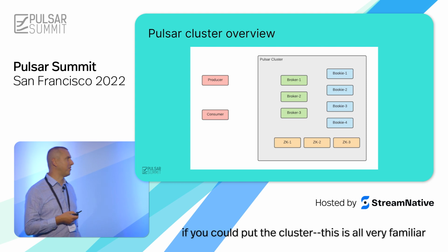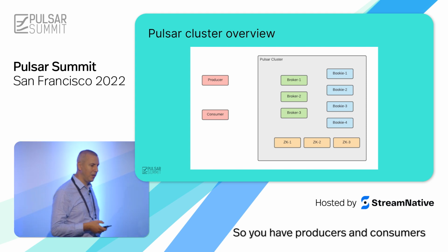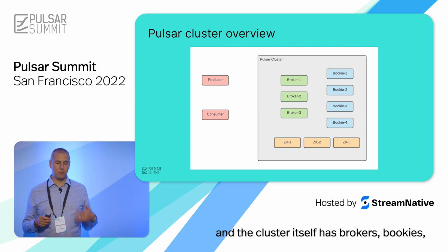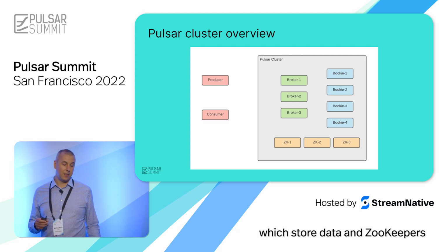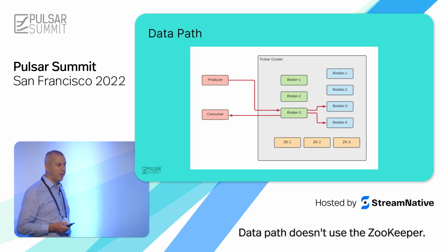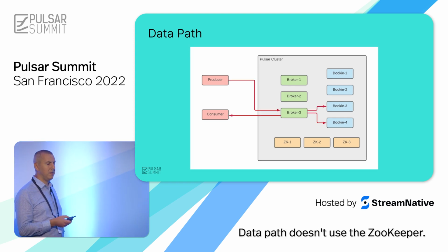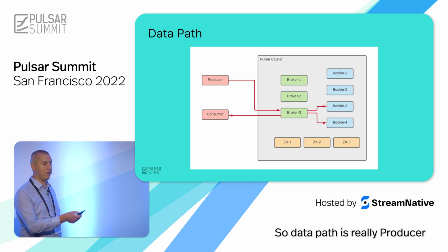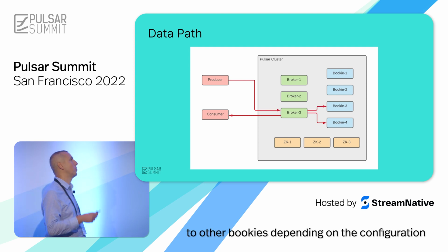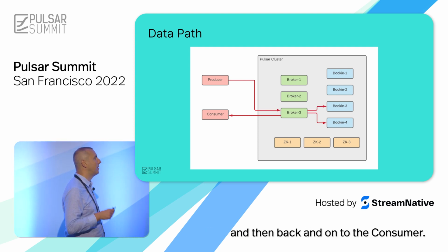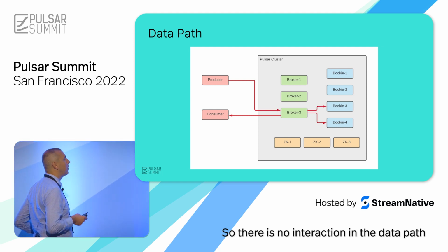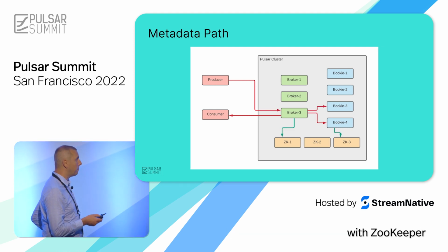If you look at the Pulsar cluster, this is very familiar. You have Pulsar producers and consumers, and the cluster itself is composed of brokers, bookies, which store data, and ZooKeepers. The data path doesn't use ZooKeeper. The data path is really a producer sending data to a broker, passing it on to 2 or 3 bookies, depending on your configuration, and then on to the consumer. So there is no interaction in the data path with ZooKeeper.